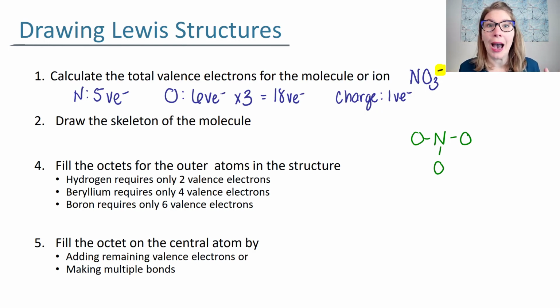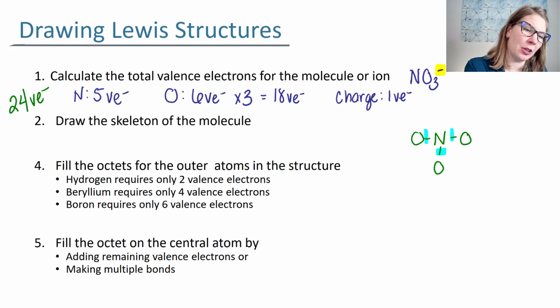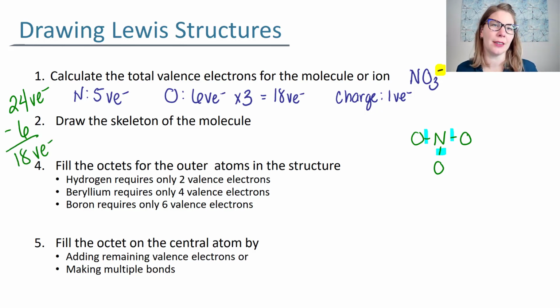Now I can count how many electrons I've drawn. Each bond is worth 2, so I have drawn 2, 4, 6 electrons. If I keep a tally off to the side, I had 24 valence electrons and I used 6, so I have 18 valence electrons left. Now I want to fill the octets for the structure. I like to start with my outer electrons and begin putting my octets on the oxygens.